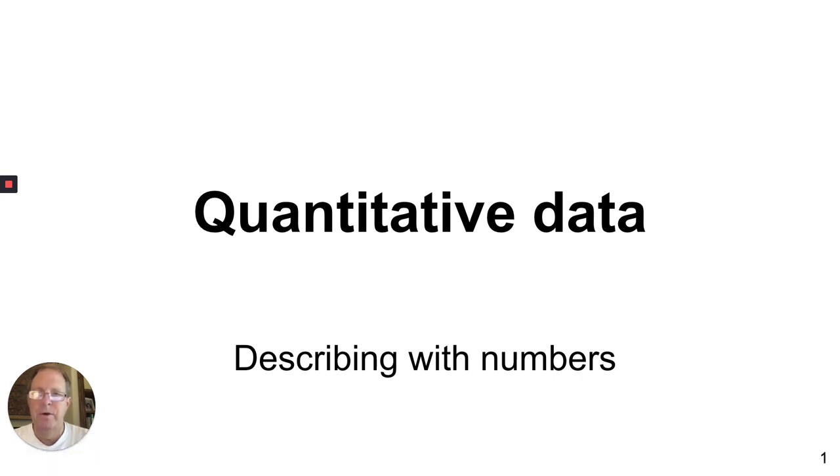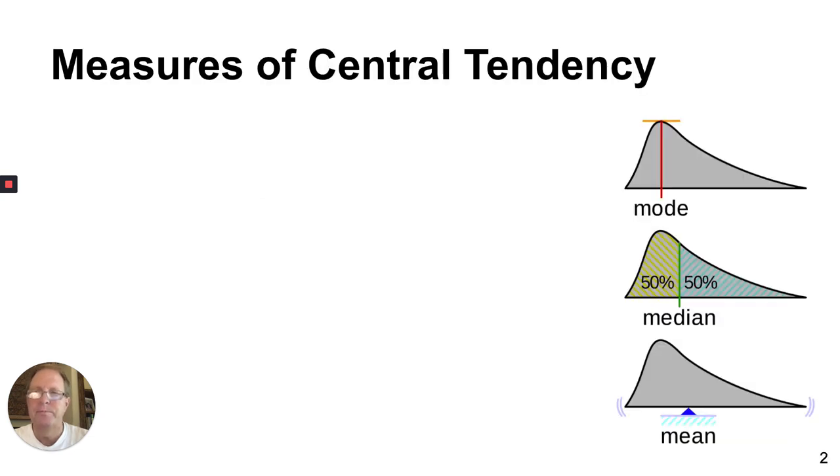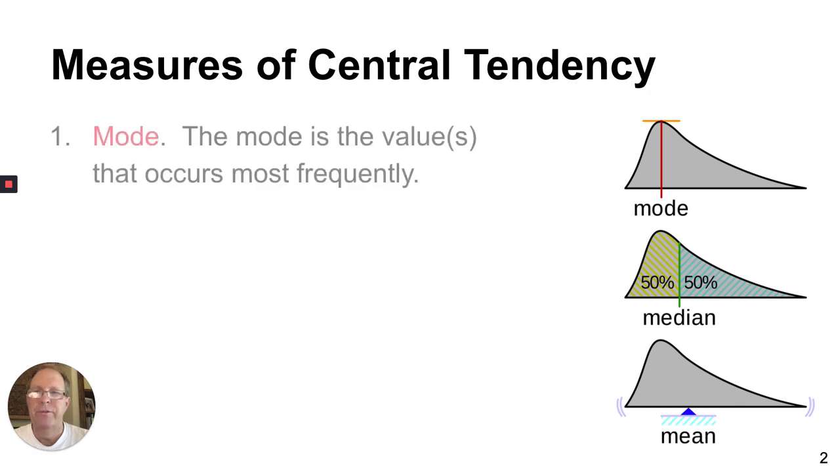Welcome to this video on quantitative data describing with numbers. Today we're going to talk about three different measures of central tendency. The mode. The mode is the value that occurs most frequently. You can see it in that graph right there. It is the highest point, the point that has the most frequency.